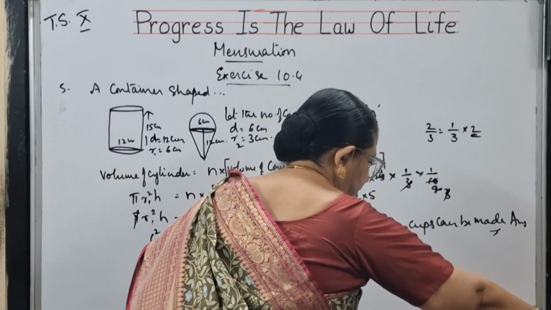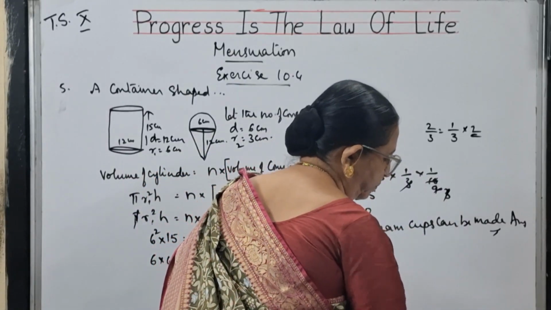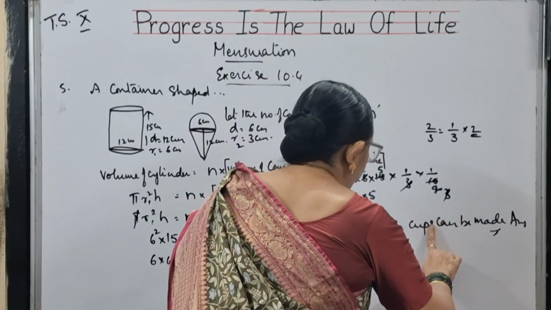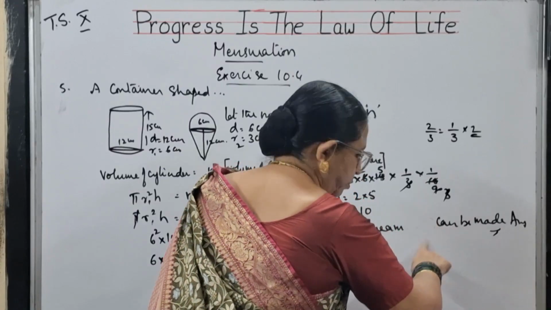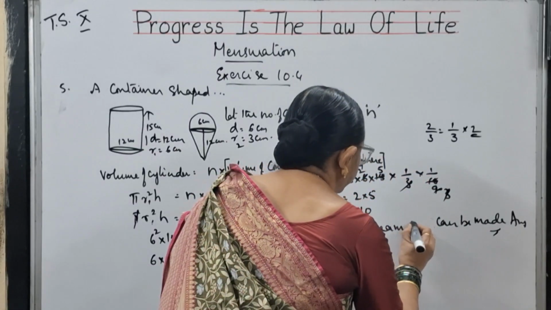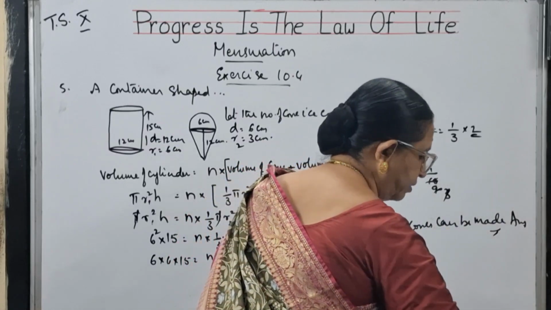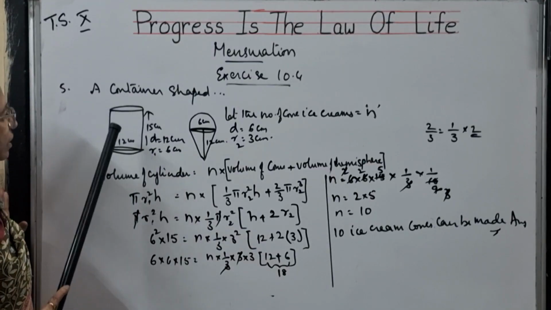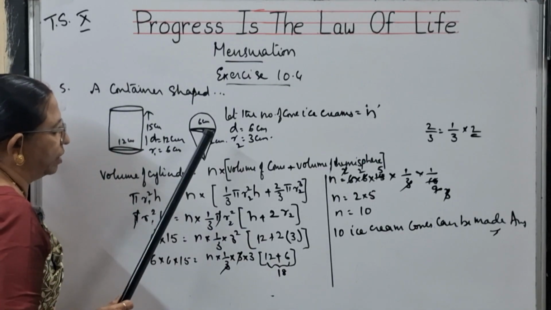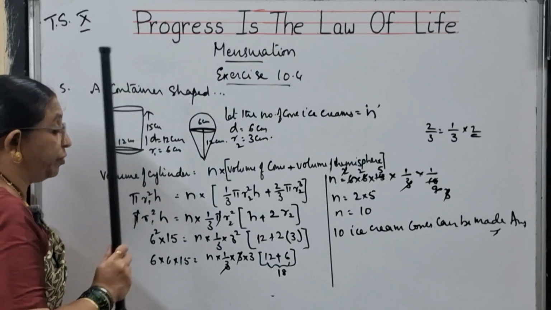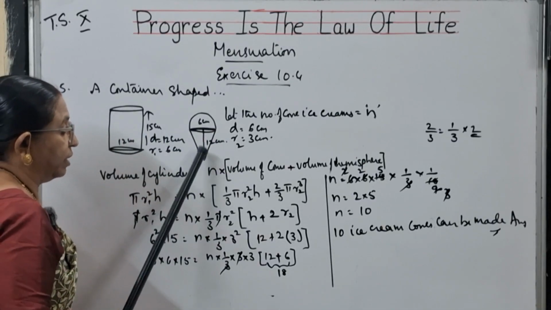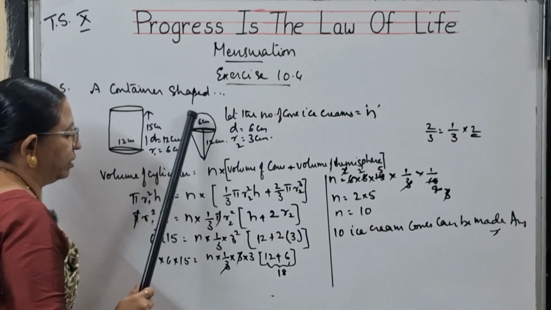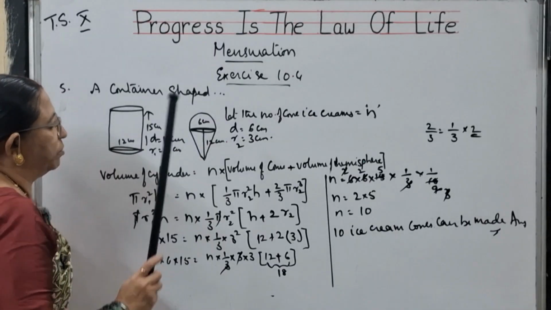So the question is that only. We find the number of cones that are made. Ice cream cones can be made, not cups. So let us see, children, once again the problem. There is a cylindrical container which is full of ice cream. This ice cream should be filled into cones having a cone size, height 12 centimeters, and of course a hemispherical top, and the diameter is 6 centimeters.